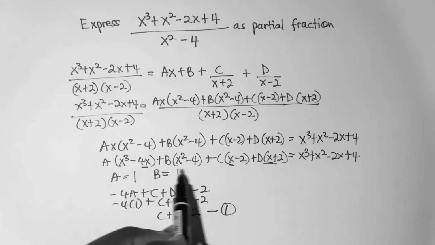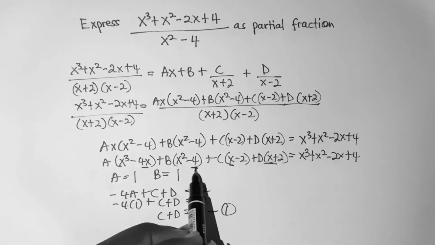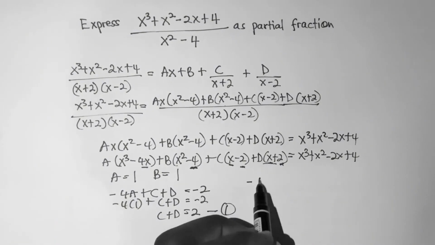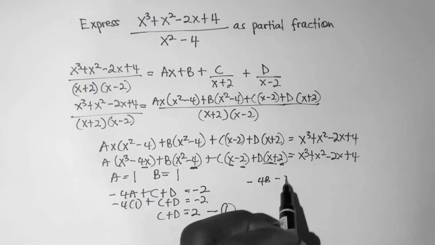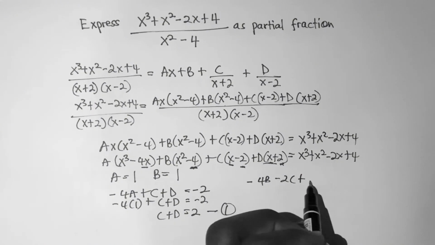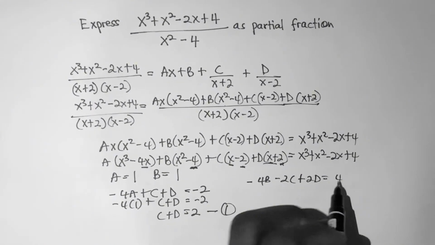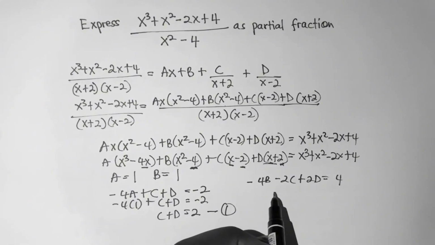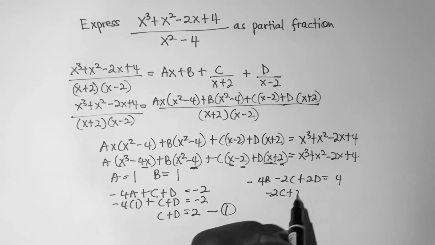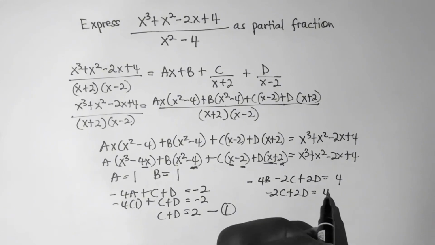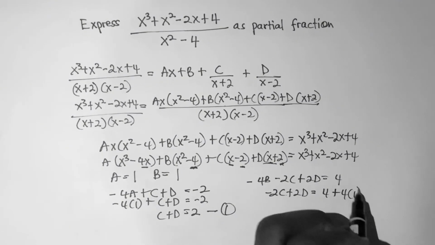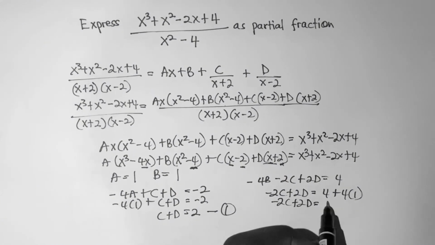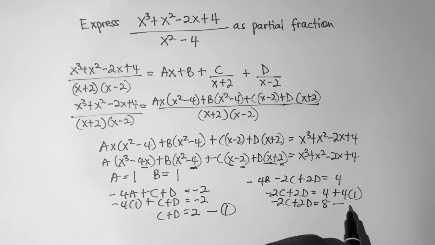Now, you can see that those without x, this one has no x, this and that. So we have minus 4b, then minus 2c plus 2d equals 4. Now, b is equal to 1, so it means that minus 2c plus 2d is equal to 4, then plus 4 times 1. So minus 2c plus 2d is equal to 8. So this is equation 2.